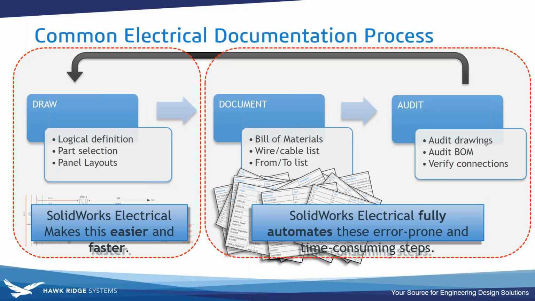We're going to automate your bill of materials, your wire cable list, and your to-from list. We're going to automate the auditing of it, because while you're designing, it's going to do that auditing for you. It's going to verify that you don't have components tagged the same, and automatically notify you of that information. It's going to verify the BOMs for you, because when you insert a symbol with an associated manufacturer's part, it builds that bill of material for you. And it's going to verify the connections for you. So it's going to do all that automatically.